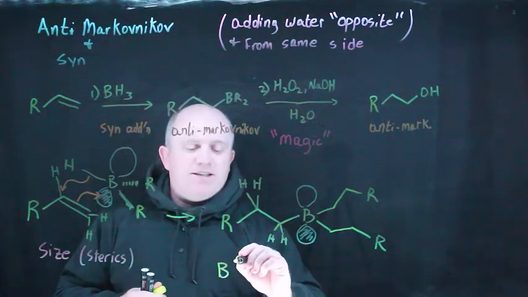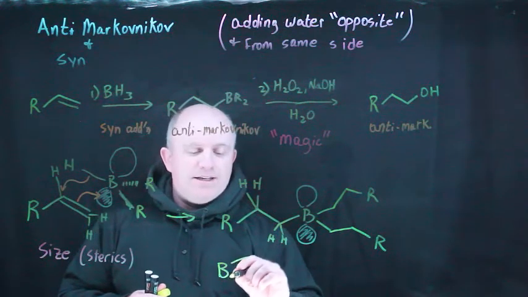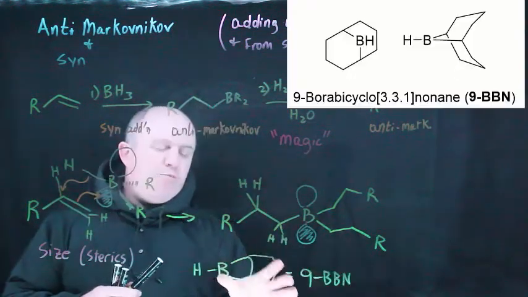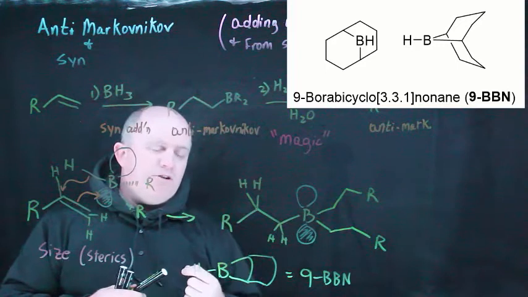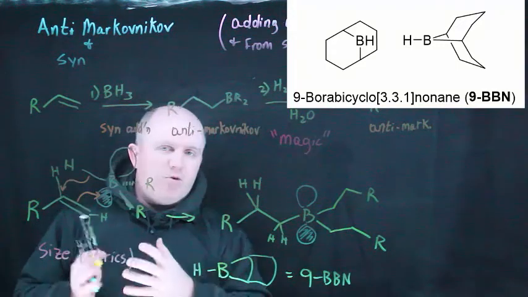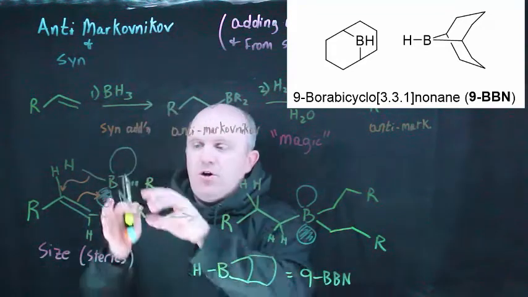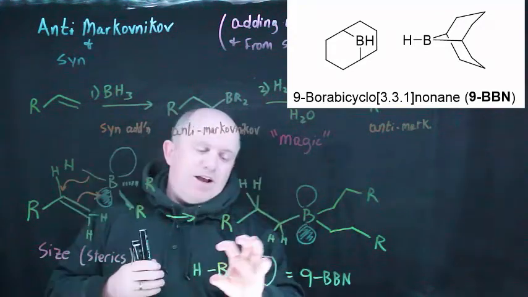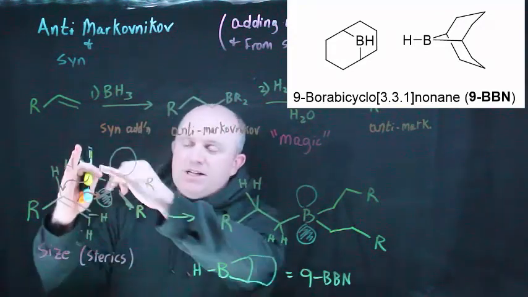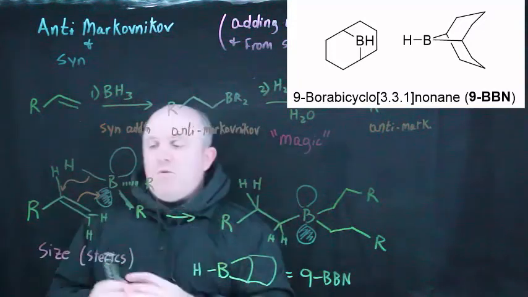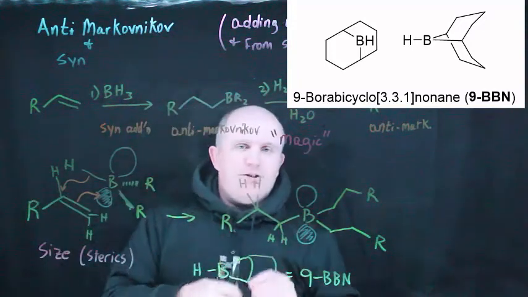And one of them gets abbreviated more or less like this, and it's called 9-BBN. And this boron you can only use once in your reaction, and it's relatively more expensive than borane, but it has the advantage of having a relatively large group out there in the first place, so it's selective right from the jump, because you have this large group that's taking up all space and organizing the transition state the way you want.